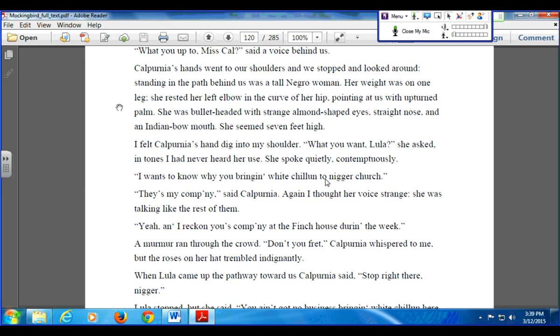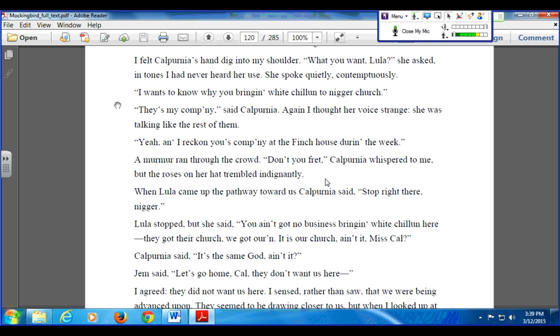I ran to the crowd. "Don't you fret," Calpurnia whispered to me. The rose in her hat trembled indignantly. When Lula came up the path towards us, Calpurnia said, "Stop right there." Lula stopped, but she said, "You ain't got no business bringing them into this here. They got their church, and we got ours. This is our church, ain't it, Miss Cal?" Calpurnia said, "It's the same God, ain't it?" I said, "Let's go home, Cal. They don't want us here."